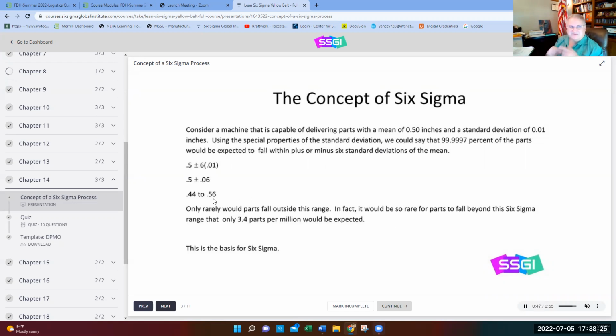So if they got a machine that's making this nut that's a half inch, then 99% of the time it's going to fall between 0.44 and 0.56 inches. And so they're saying that only 3.4 parts would come back as a reject for every million that they make. And that's where the basis of Six Sigma comes from.